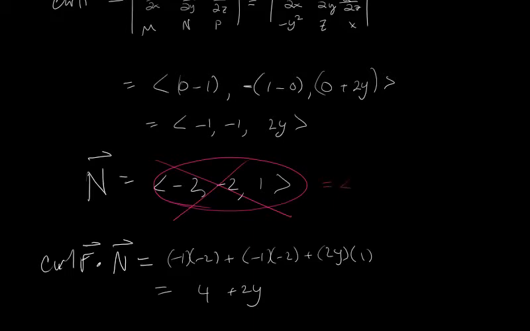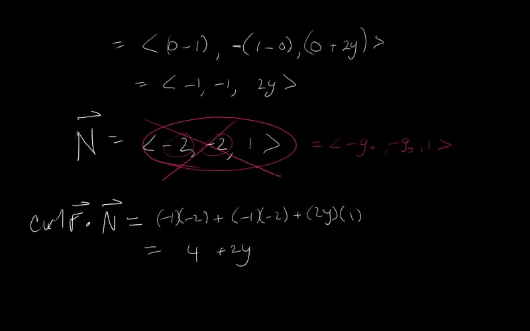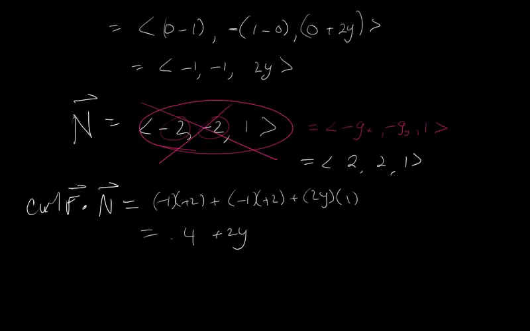Remember, the normal is the opposite of g_x, opposite of g_y, 1 in the k direction. Right? I did not negate these, so that was my bad. I need to fix that. So this actually should be negative negative 2, so positive 2, negative negative 2, positive 2, and then 1. So this should be positive 2, positive 2, positive 1. So I do apologize for that. But that's going to turn this into a negative 4 plus 2y.